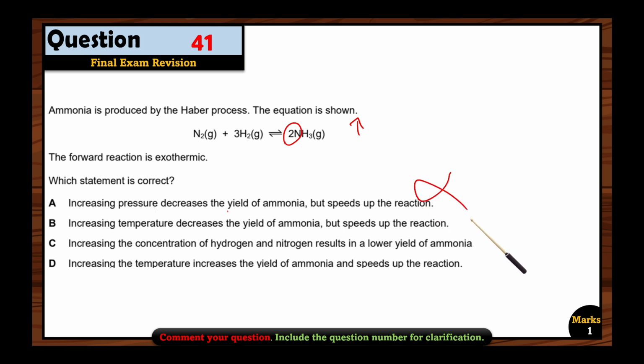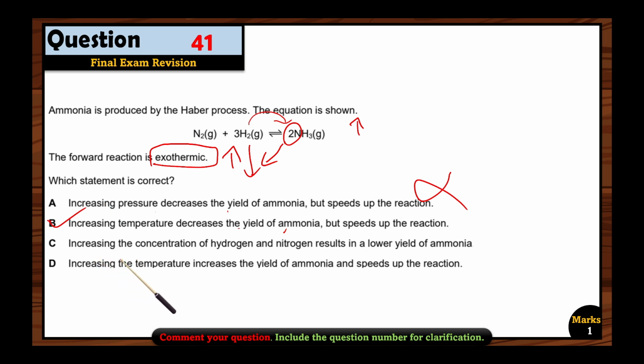That's wrong. Now, increasing temperature decreases the yield of ammonia. Yes, increasing the temperature will decrease the yield of ammonia, because this reaction is exothermic. So if you increase the temperature, it will decrease the yield of the ammonia. So this option is right.